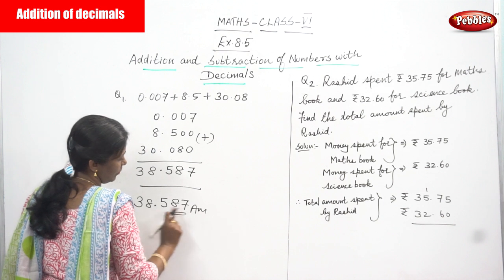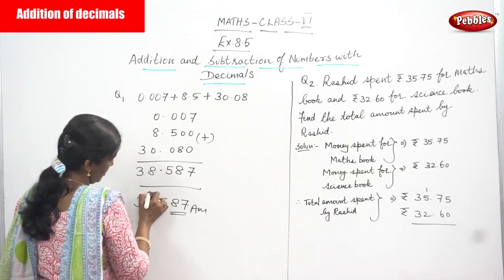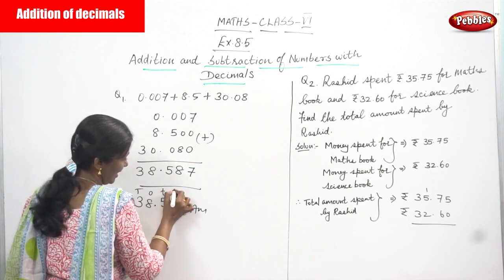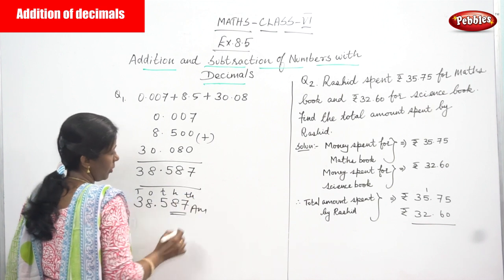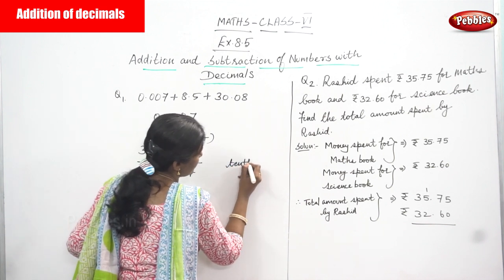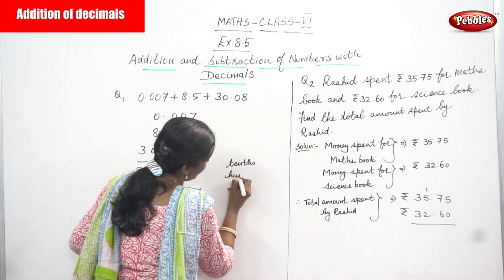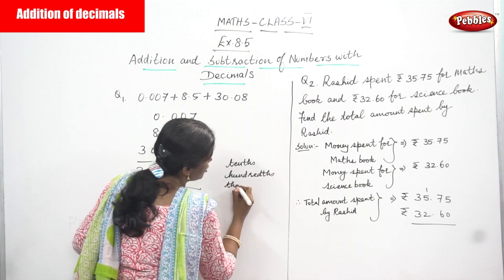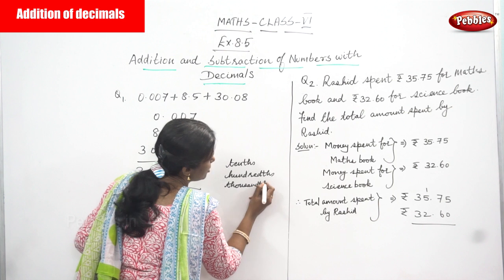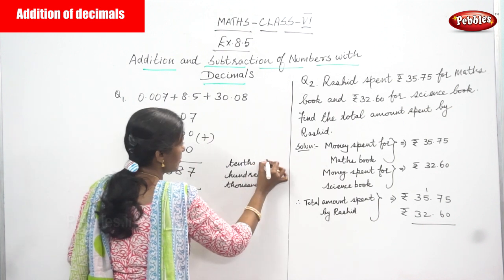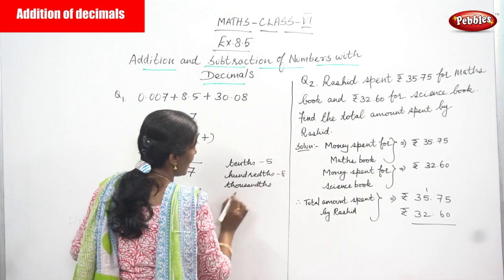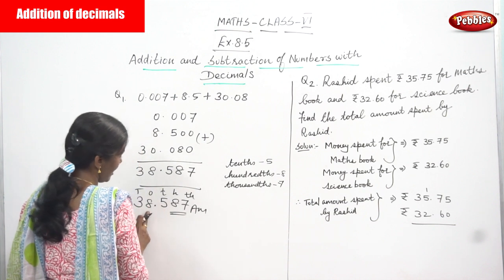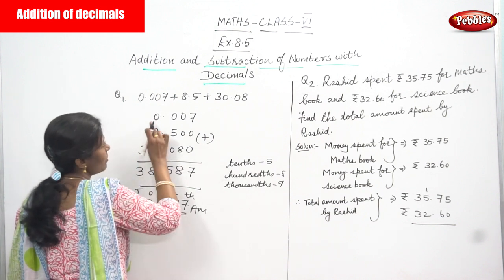This is the whole number. After the point we call them decimal numbers. This is ones, and this is tenths, this is hundredths, and this is thousandths. So the tenths number is 5, the hundredths number is 8, and the thousandths number is 7. And the whole number is 8 ones and 3 tens.